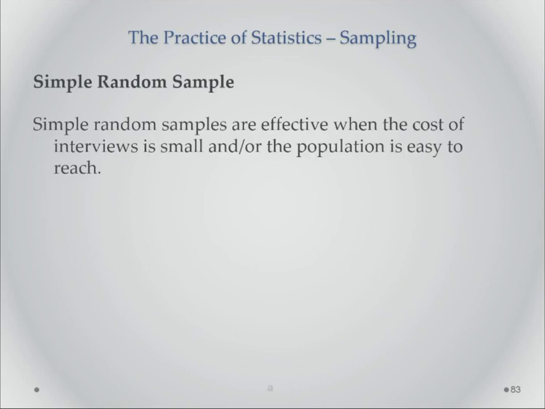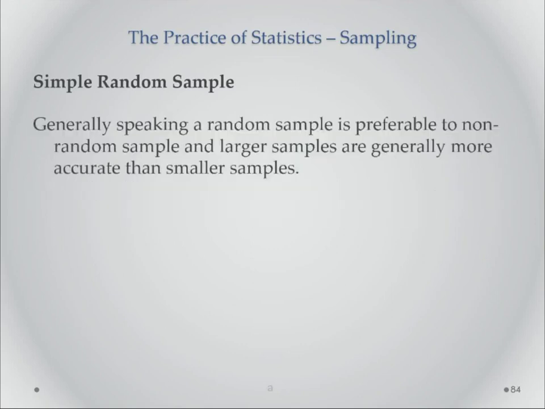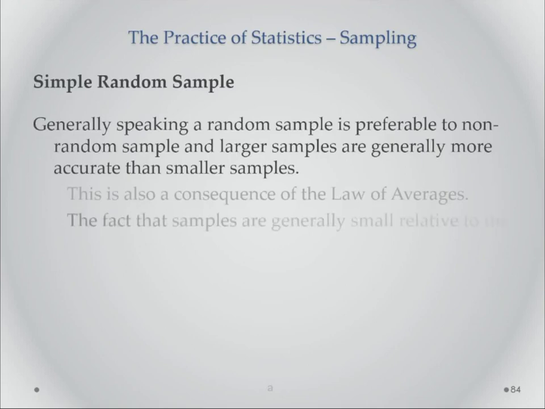Simple random samples are very effective because they don't cost very much to do. And it's better if you can't reach the whole population, because then you can randomly select a portion of that population. So generally, random samples are preferred over non-random samples. And the larger the sample size, the more accurate it is compared to a smaller sample size. Kind of makes sense. And this helps support the law of averages.